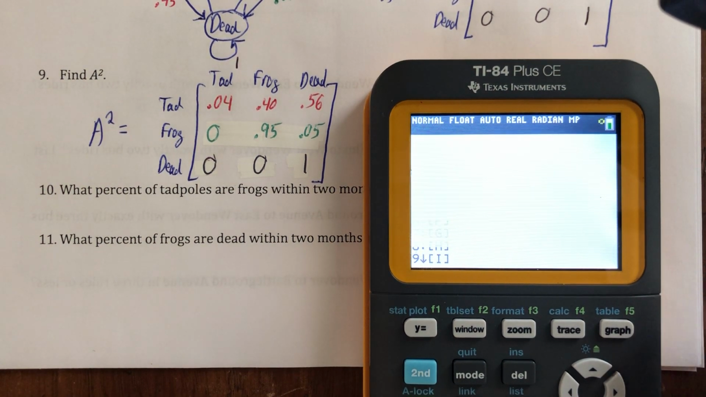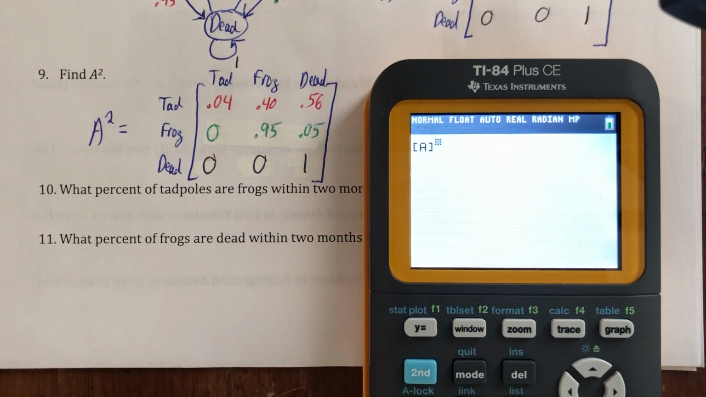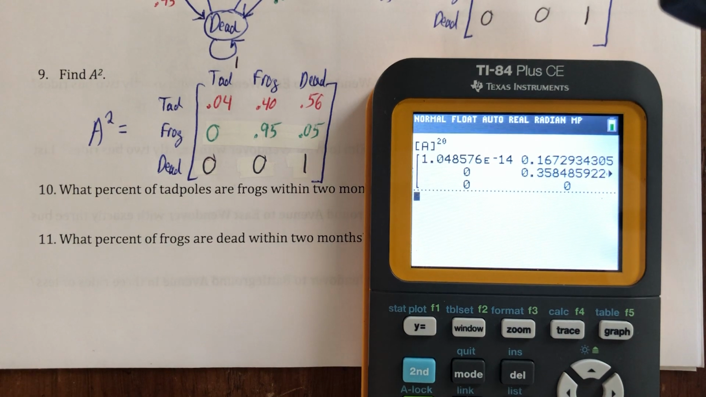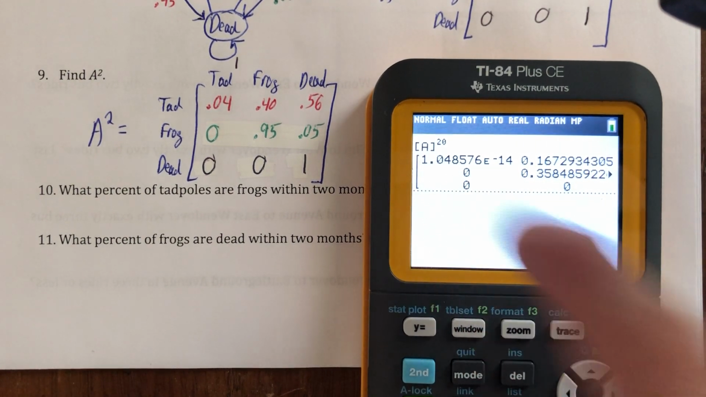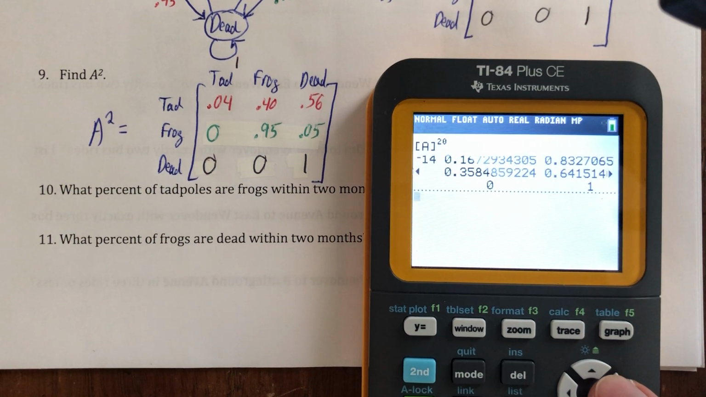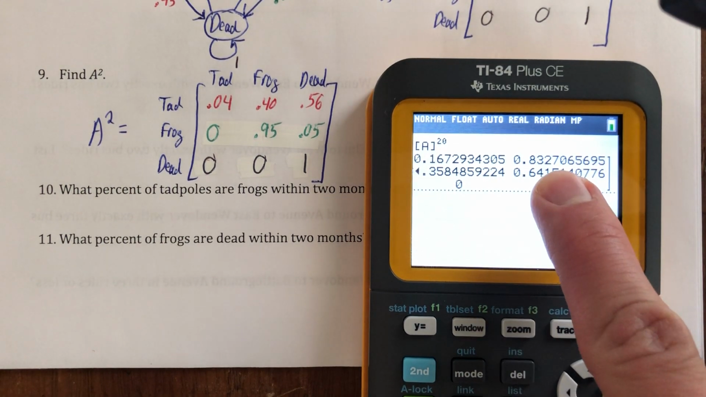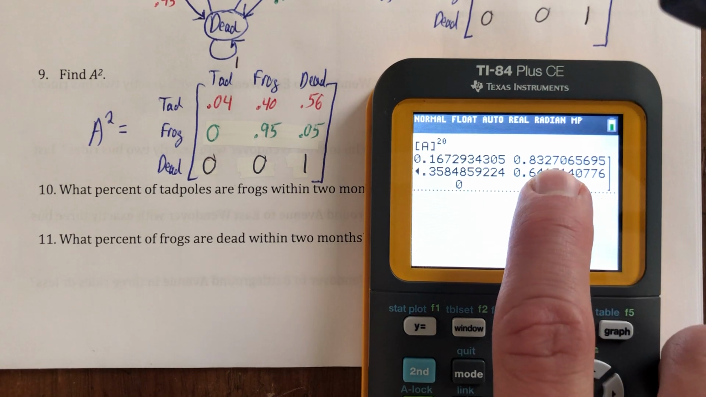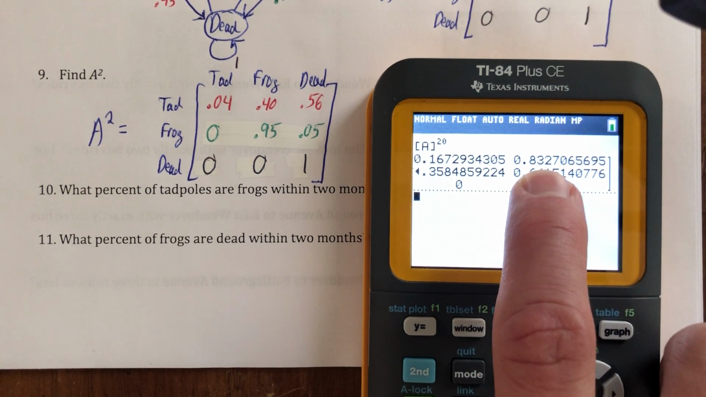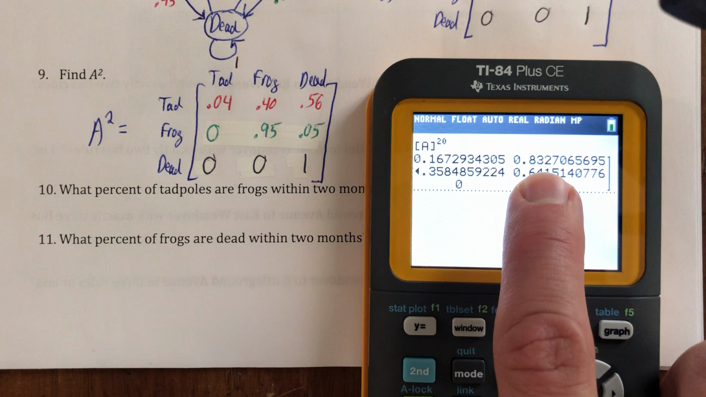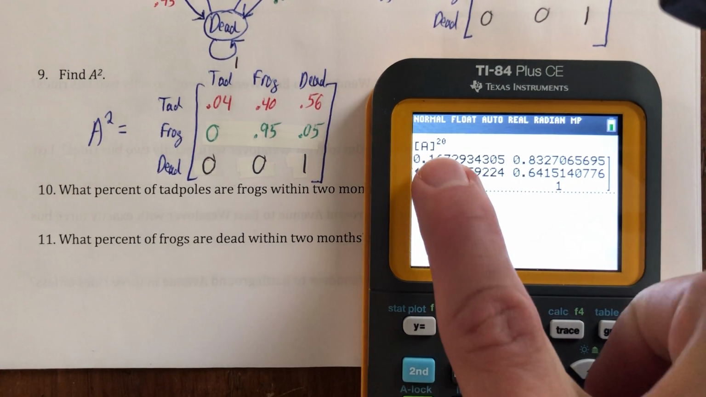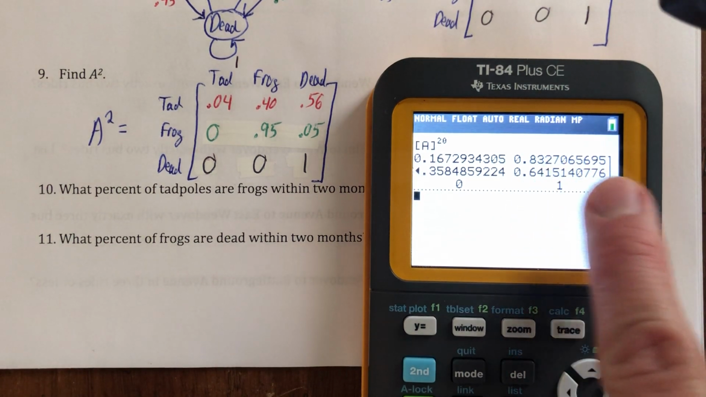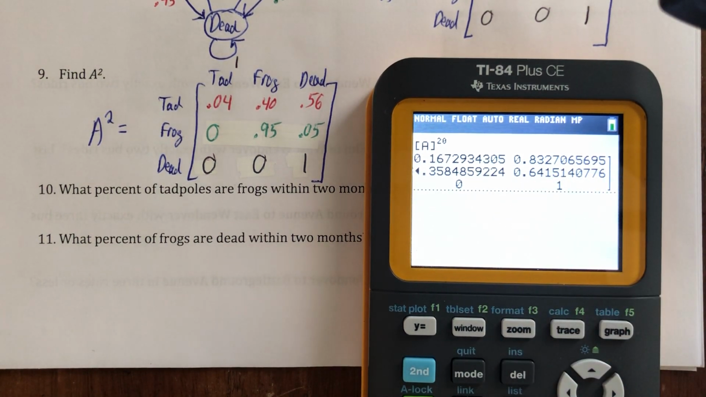Well, I don't know, but let's raise this to a high number. Let's raise it to something like 20. There we go. By the way, that is scientific notation for ridiculously close to 0. And I get all the way to the end. This is tadpoles that are dead, and that is 83%. So within 20 months, 83% of all the tadpoles you had to start with are now dead. So the higher the exponent, the more things go towards the dead column, because eventually they were going to die.